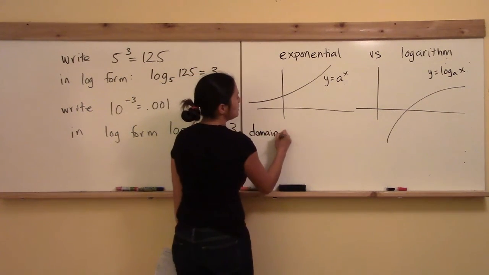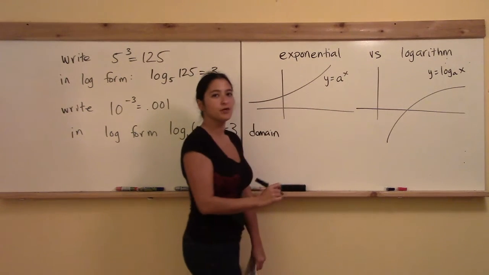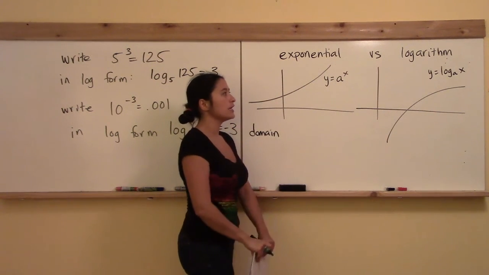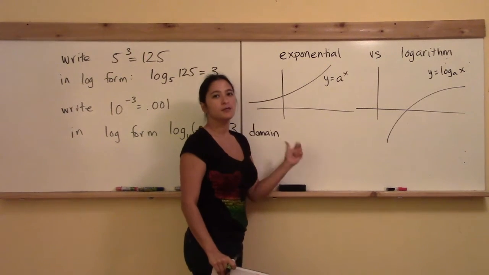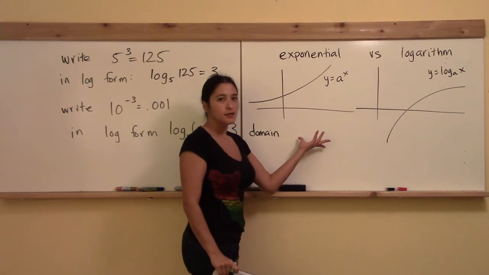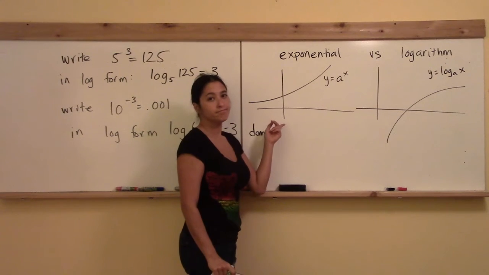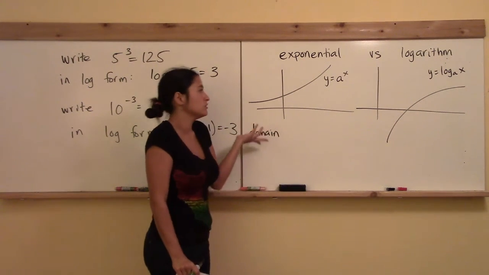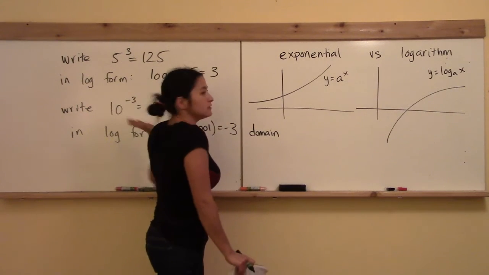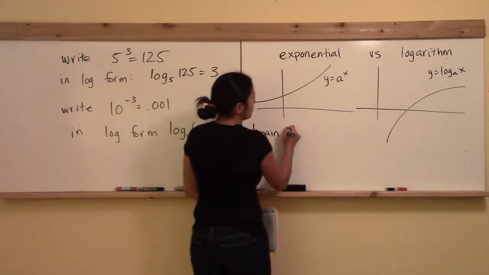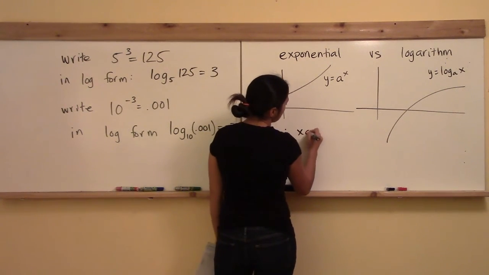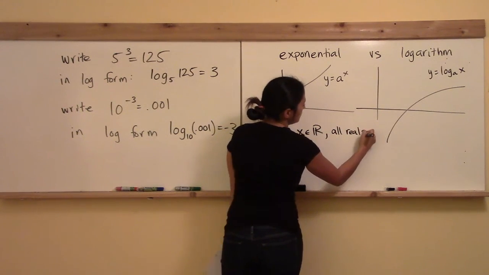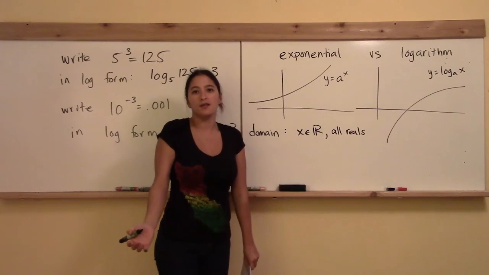For the domain of an a to the x type of function, what kind of numbers can I put in? What kind of numbers are okay to put for x? Positive numbers okay? 0 okay? Negative numbers? Oh, you can put negative numbers in there too. Sure, you can do 3 to the minus 2, 10 to the minus 3, whatever. The domain here is x is in R. So that's all the reals. Okay, you can put anything you want in there.